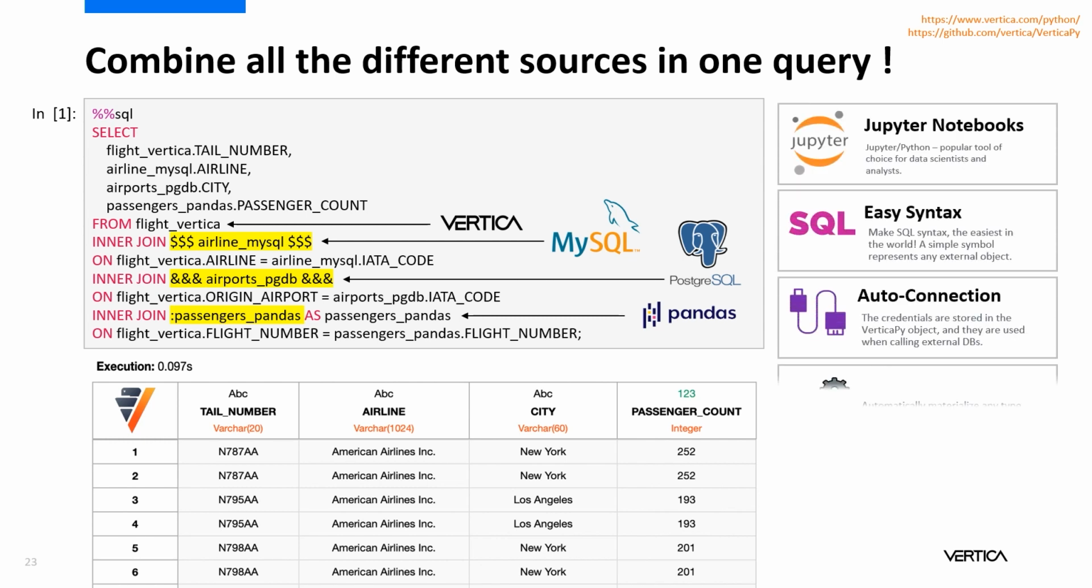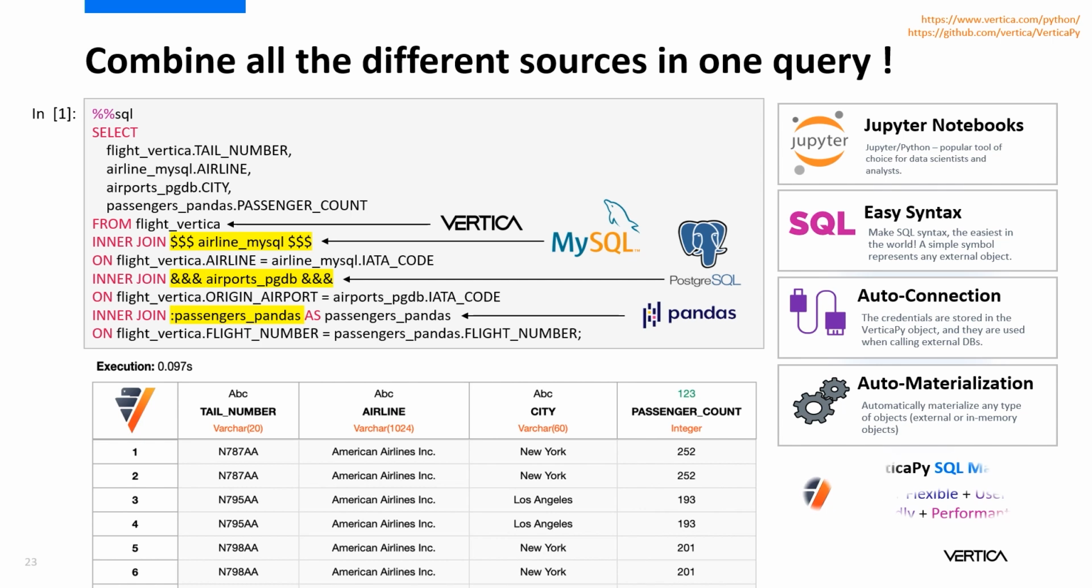You can create different connections by using a special symbol for each. VerticaPy will use ODBC connections to connect to each of the external sources, push or pull the data depending on the use case, and materialize all the data sets. Everything will be done automatically behind the SQL Magic Cell syntax. Everything becomes so easy.